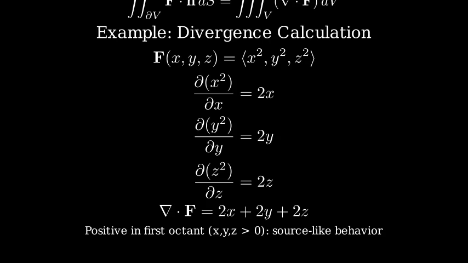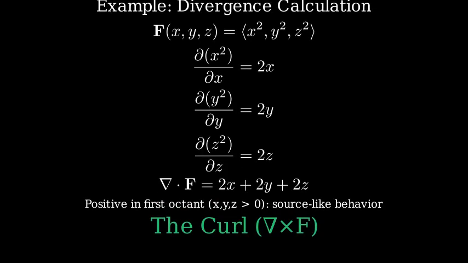Now, let's explore the curl operator. The curl operator, denoted as del cross, takes a vector field and returns another vector field. Unlike the gradient and divergence, the curl is only defined in 3 dimensions.